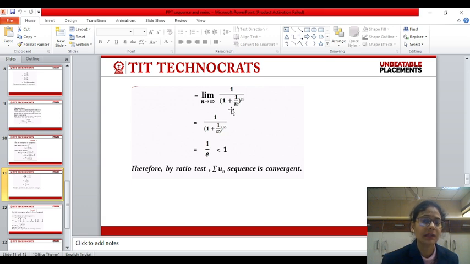Now you can put the limit n tends to infinity, 1/infinity will become 0, and the denominator becomes the exponential e. So we get 1/e, and as we know, e is greater than 1. So any number 1 divided by a number which is greater than 1 will definitely be less than 1. Hence by the ratio test, this sequence is convergent.